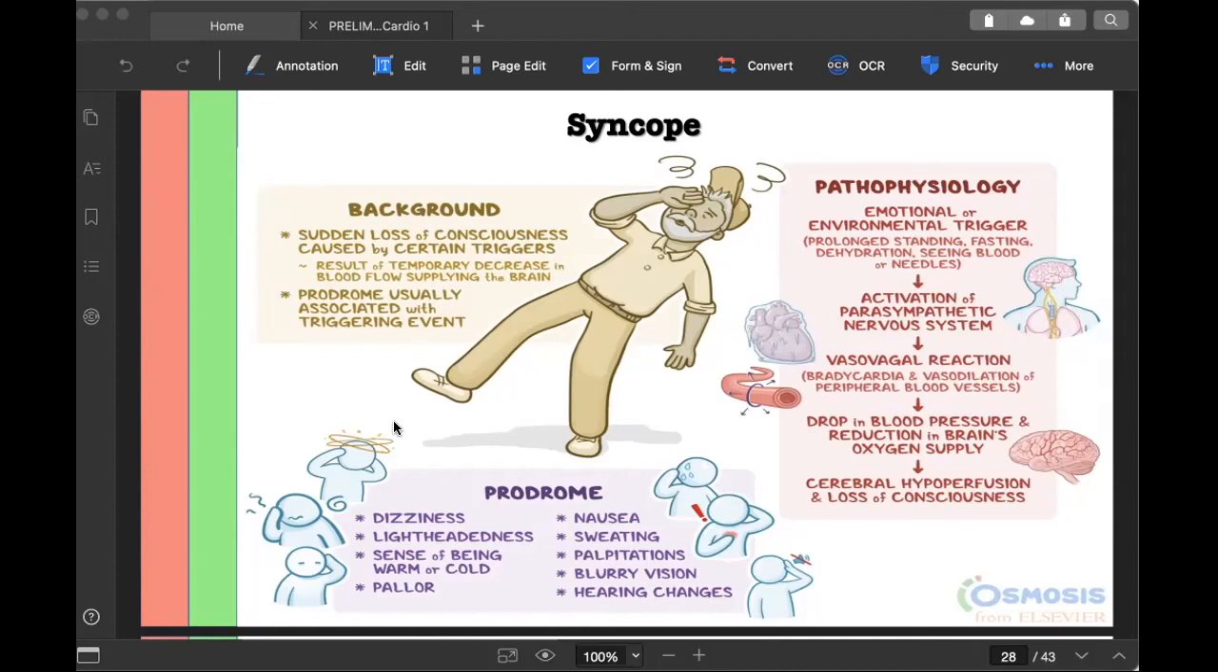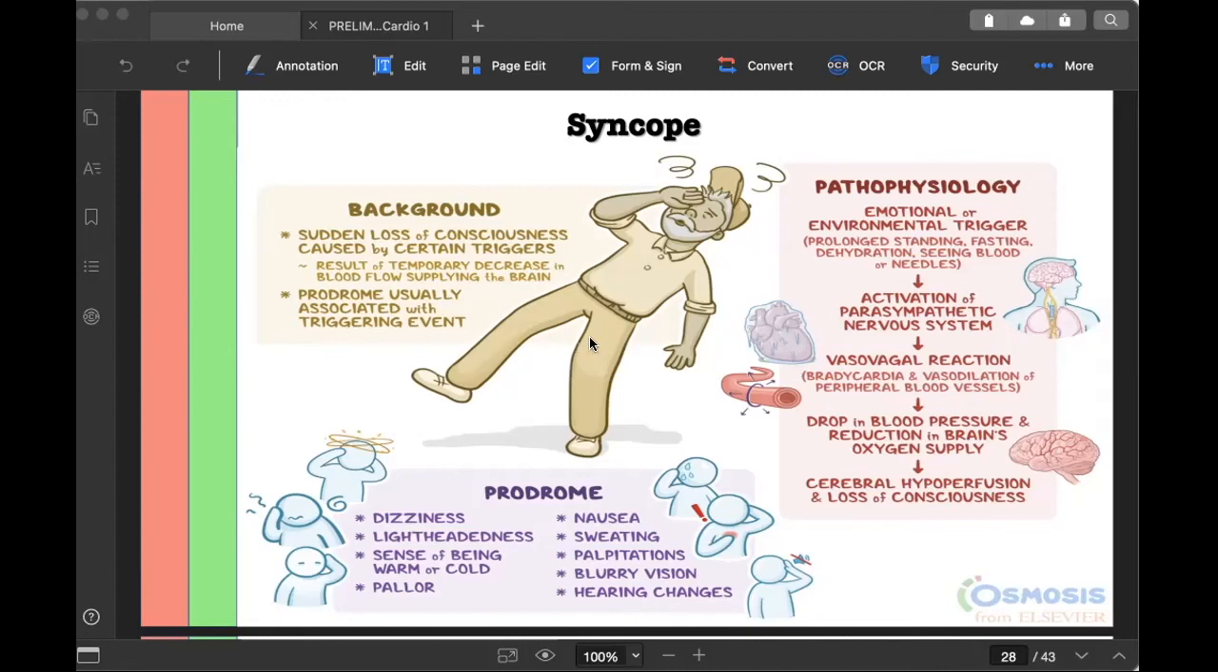Okay, so when syncope happens and it is associated with intense emotion, we call it vasovagal syncope or reflex syncope. Again, I'll repeat that one. If it's triggered by an intense emotion, it is called vasovagal syncope or reflex syncope.